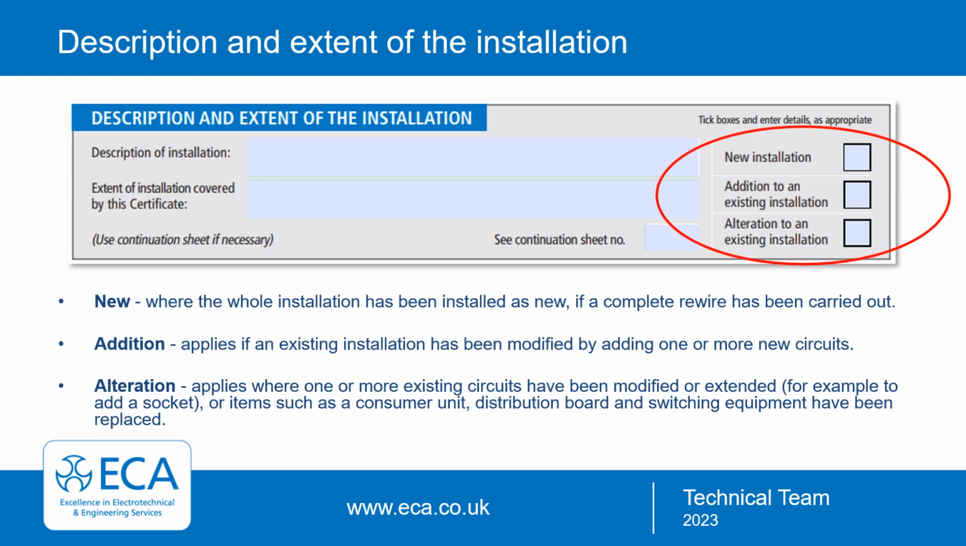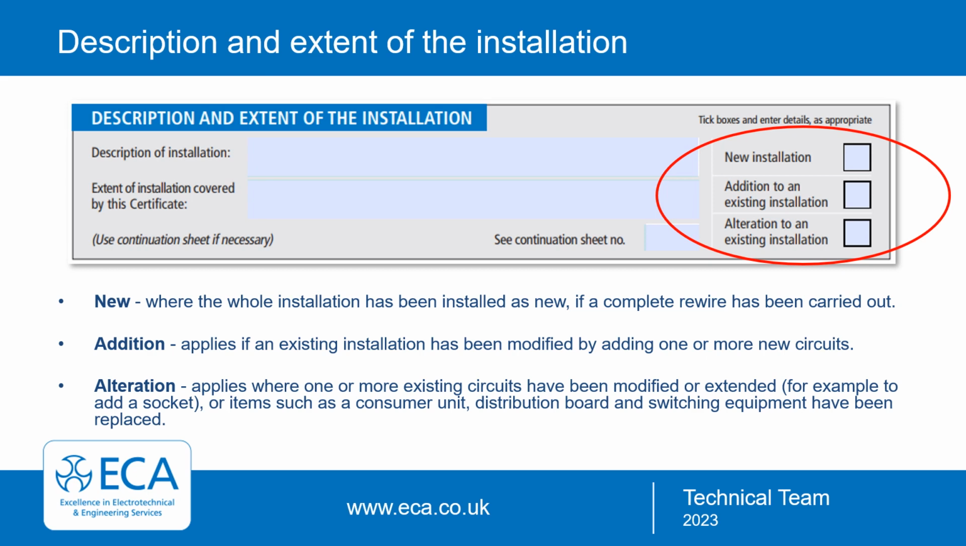The EIC or Electrical Installation Certificate will indicate whether the electrical work that has been carried out is new, so where the whole installation has been installed as new, or if a complete rewire has been carried out, an addition, and this applies if an existing installation has been modified by adding one or more new circuits, or an alteration, and this applies where one or more existing circuits have been modified or extended, for example adding a socket, or items such as a consumer unit or switching equipment have been replaced.